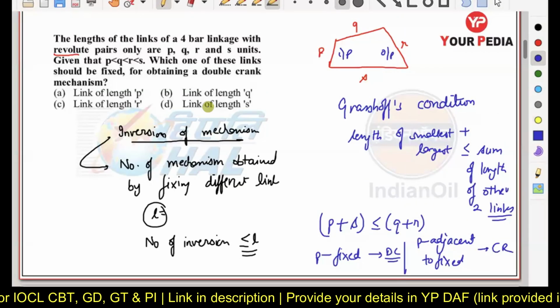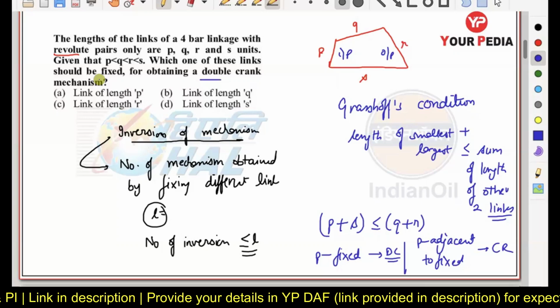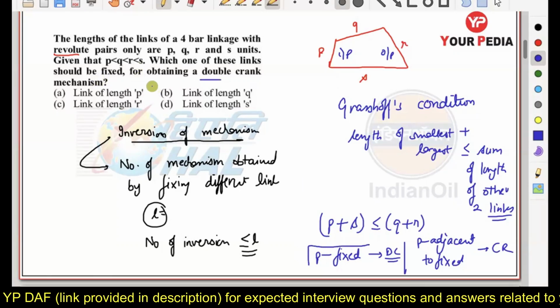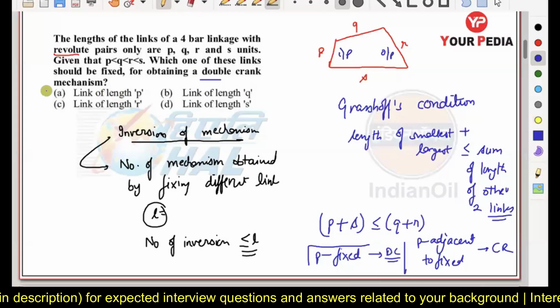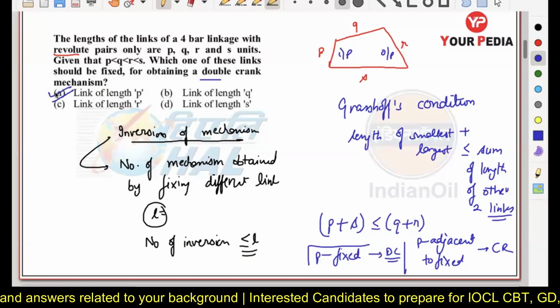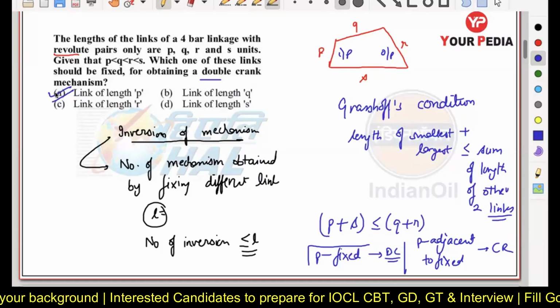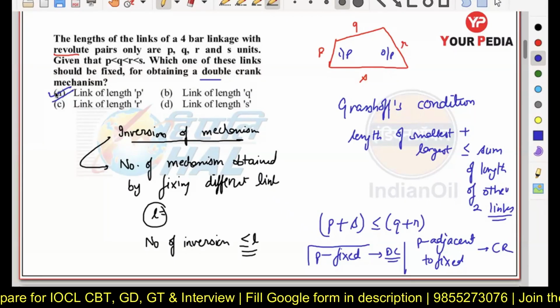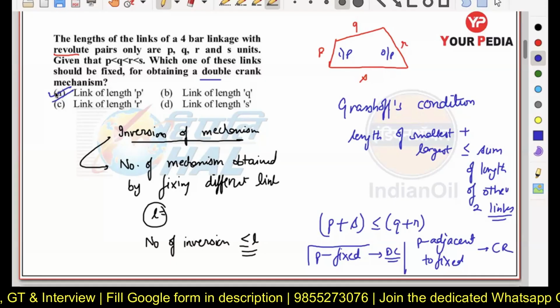Okay, so you can see in order to obtain the double crank mechanism, we have to fix the smallest one. So I can say if link P is fixed here, then only you can obtain the double crank mechanism. Now don't get confused, because in notes or in books we generally take S as the smallest link, but in this question P is marked as the smallest link here.